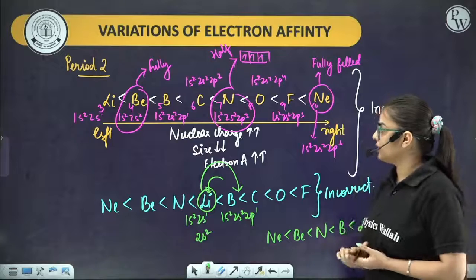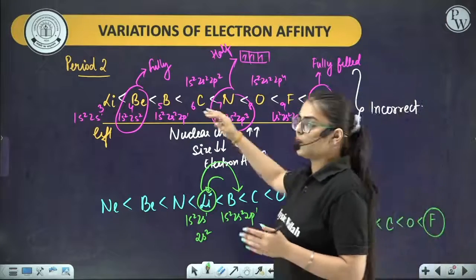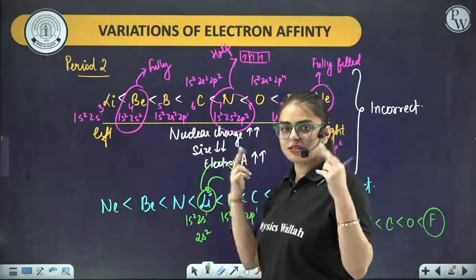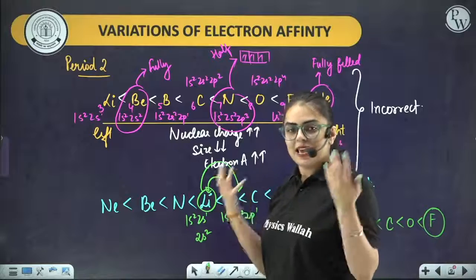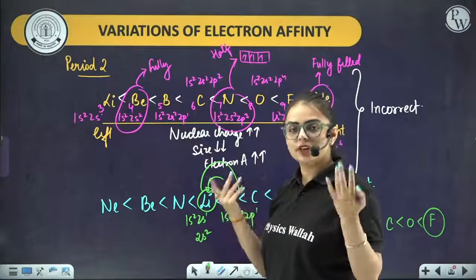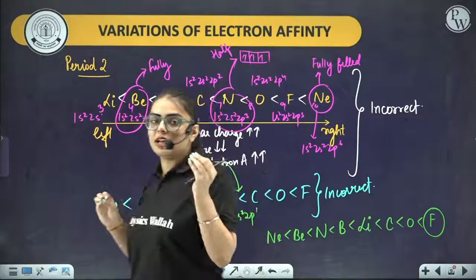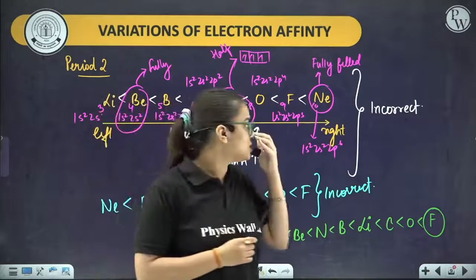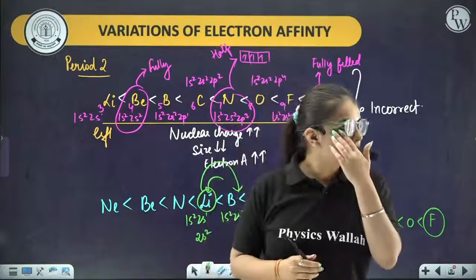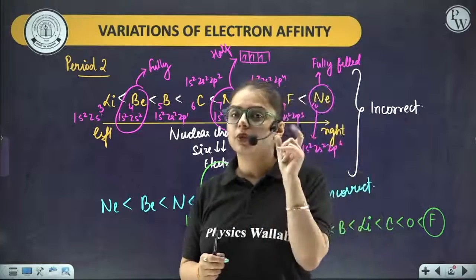I'll revise all over here again. See, when you are moving across a period, nuclear charge increases, size decreases, ionization enthalpy, electronegativity, electron affinity will increase. So this should be the trend. But I've already told you right now, electron affinity for all of the species, like for half filled and fully filled, is going to be 0.